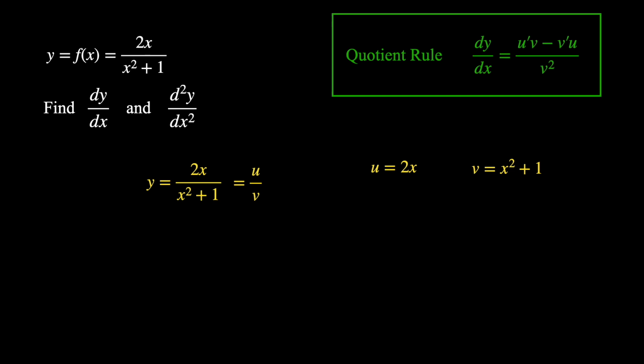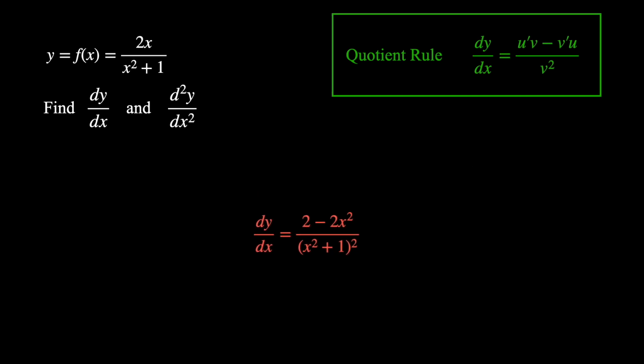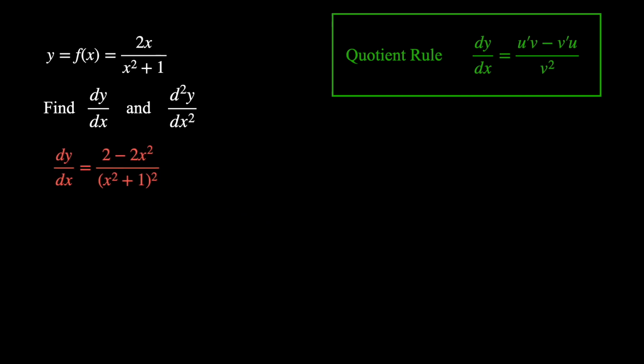Before we can substitute u and v into the equation, we must first find the derivatives of u and v. Then we can substitute u and v into the equation. Simplifying the numerator, we get a final expression for dy by dx. Now let us move on to the second derivative. This is done by differentiating the first derivative.